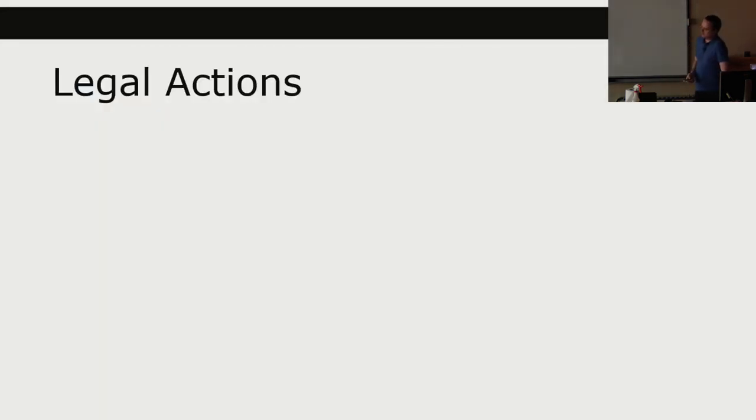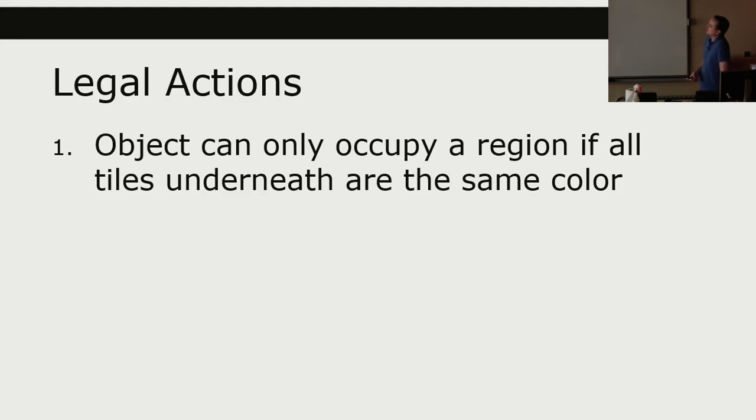All right, legal actions. We get the basic stuff, like an object can only occupy a region if all the tiles underneath are the same color. So this was not a factor in assignment 1. In assignment 1, we just had a 1 by 1, so exactly one cell of the grid was occupied by the object. So you could place an object anywhere in the grid, right? There was no place in the grid that you could not place an object. But now, and I'll have an illustrated example of this, if an object is greater than size 1, it will occupy multiple tiles or multiple cells, and all of those cells have to have the same color in order for it to be legally placed there.